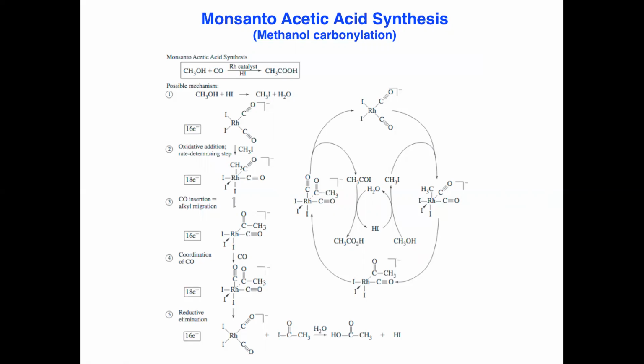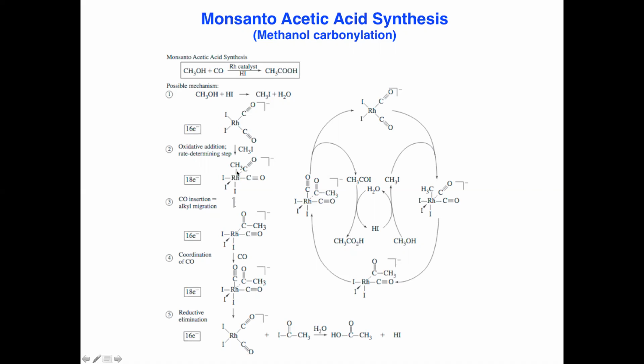From a mechanistic standpoint, that's actually not what's happening at all. So this reaction is rhodium catalyzed, but it also occurs in the presence of hydroiodic acid, which is, of course, a very strong mineral acid. And that's going to react with methanol to give methyl iodide. And methyl iodide is actually going to be what reacts with rhodium. It can undergo oxidative addition of the carbon-iodide bond to give a rhodium methyl complex.